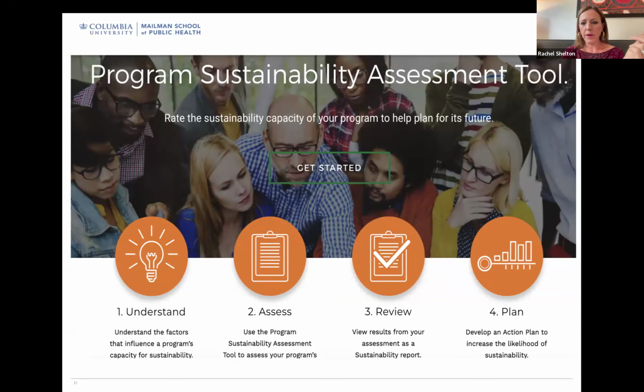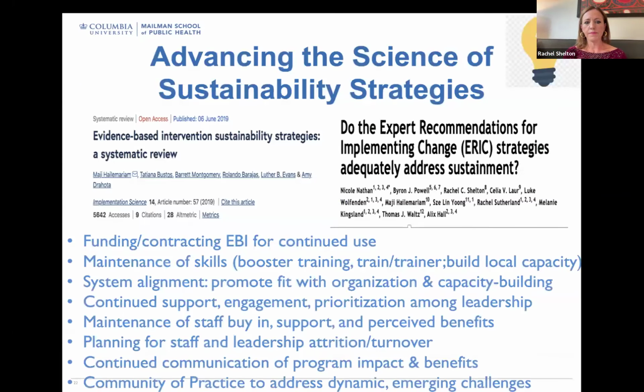So it's great. Highly recommend these tools. And this website's really user-friendly. So really encourage you to take a look at those.